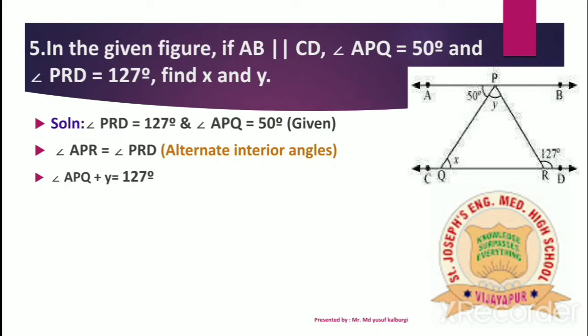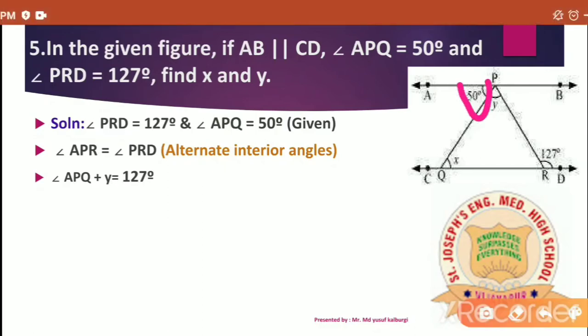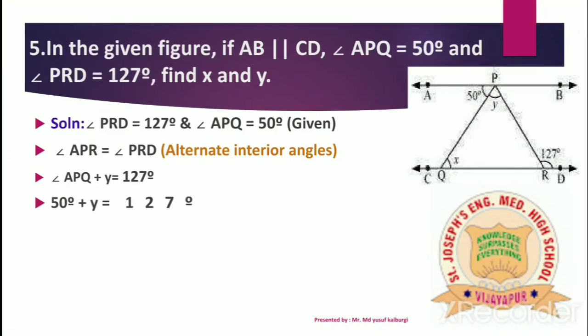So what happens if APQ is equal to 50 degrees? We know that, so that's what we are going to put. APQ is equal to 50 degrees. So 50 plus Y is equal to 127 degrees. Y is equal to 127 minus 50. How much will it be? 127 minus 50 is equal to 77 degrees. That's what we are going to write now. Y equal to 77 degrees.